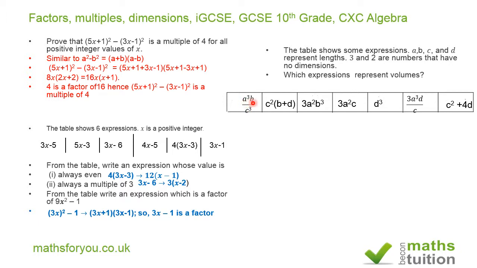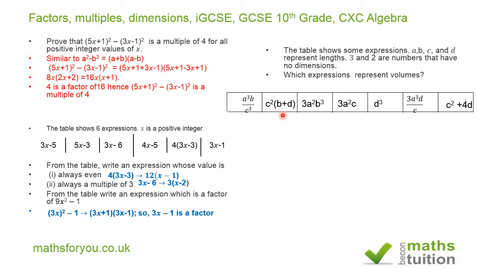Now for the first one here, don't forget to multiply for the numerator. When you multiply two variables, you add the indices. So in this case, a to the power 3 and b to the power 1. 3 plus 1 will give us 4. So the numerator gives us an index of 4. And when you divide, you subtract the indices. In this case, we got 3. So 4 minus 3 gives 1. So L to the power 1. So this expression represents length.